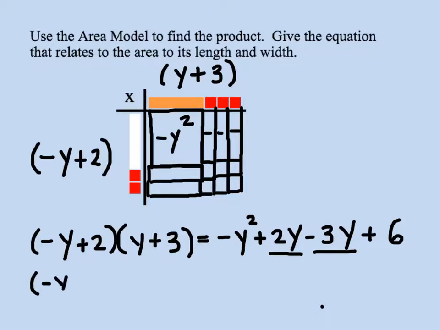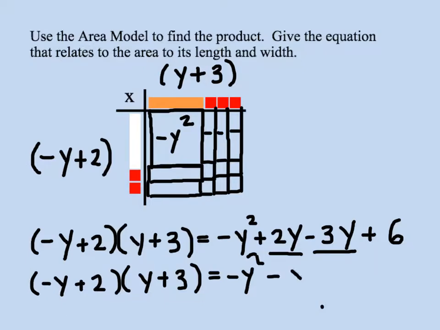Negative y plus 2 multiplied by y plus 3 is equal to negative y squared, 2 positives and 3 negatives. That's a negative y tile plus 6. Don't worry if you didn't remember to simplify your expression. This is still new to us. We're going to get lots more practice with this in class.